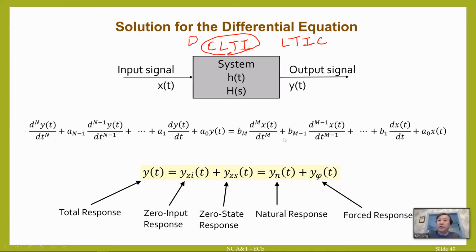If the input is DC, the forced response is a DC constant. If the input is an exponential function, the forced response is an exponential function. If the input is a sinusoidal function, cosine and sine, then the forced response is cosine and sine. So this purely depends on the input. Okay, that's the forced response.